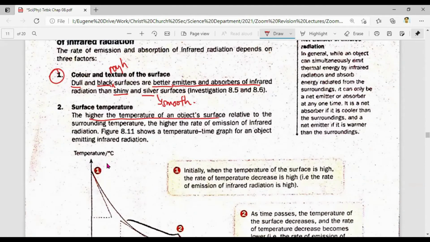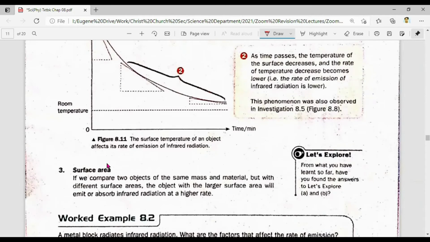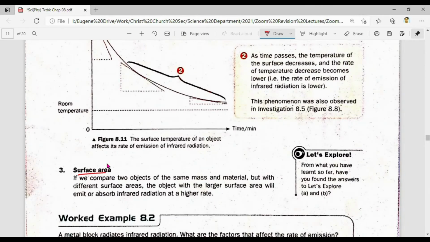The higher the temperature of a substance relative to the surrounding temperature, the higher the rate of emission. So if my temperature is higher, I will emit more heat. Okay, that's what the idea is here. And last one, surface area. The more surface area being exposed, the faster the emission of radiation or the faster the absorption of radiation.